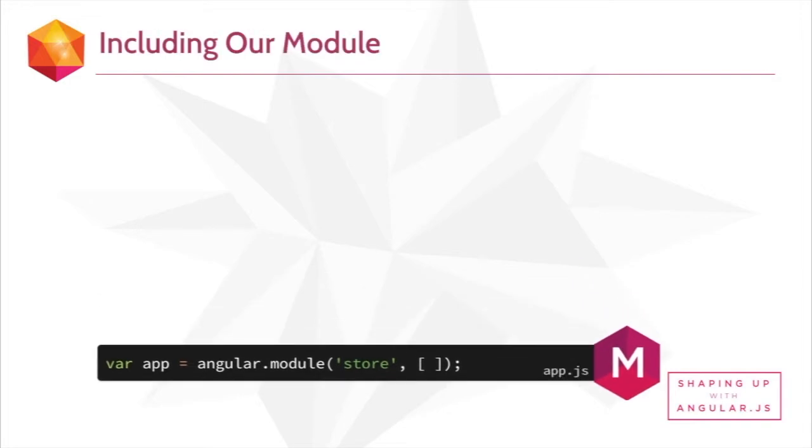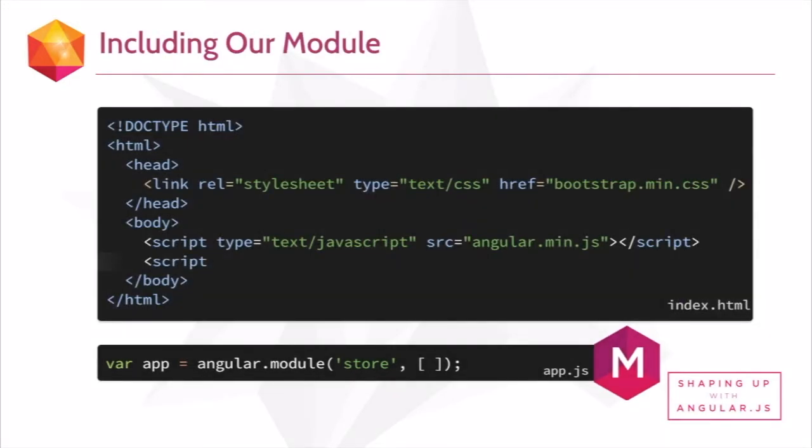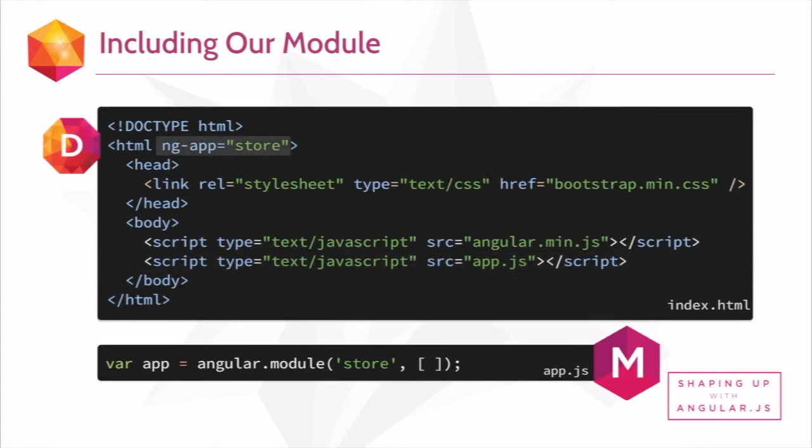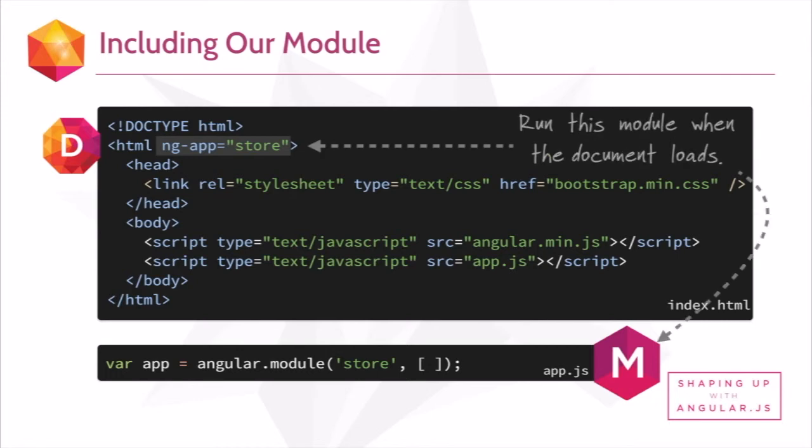This piece of code is going to live inside an app.js file. So we're going to need to include that in our HTML, as you can see right here. Then we'll need to add an attribute to our HTML tag. In this case, ng-app equals store. ng-app, remember, is another directive. This directive creates an Angular application by running this module when the document loads.